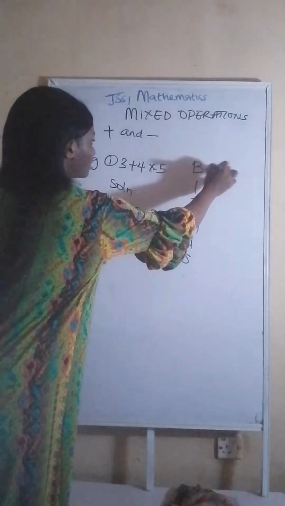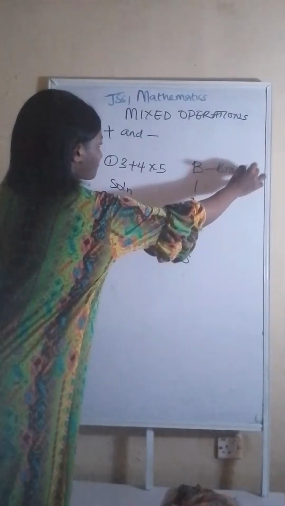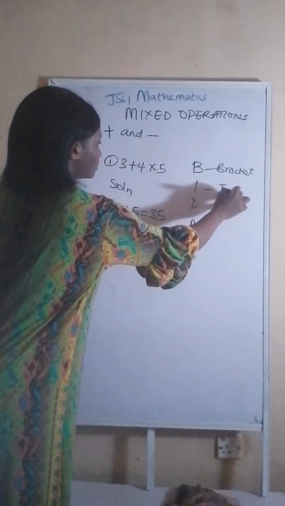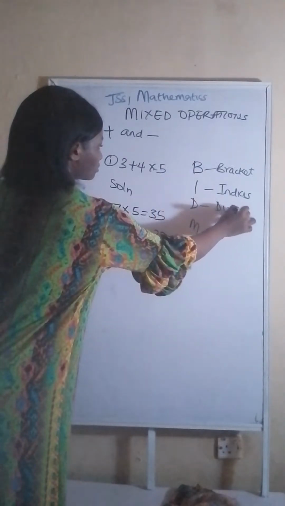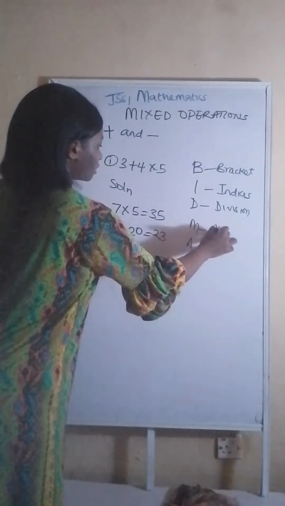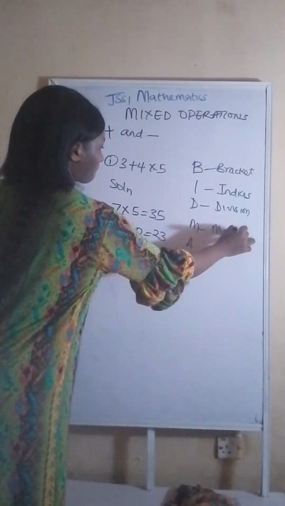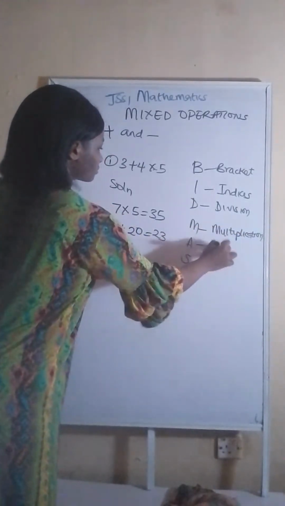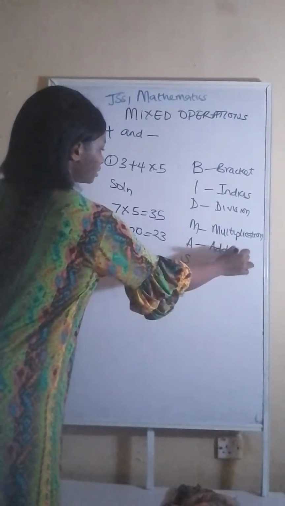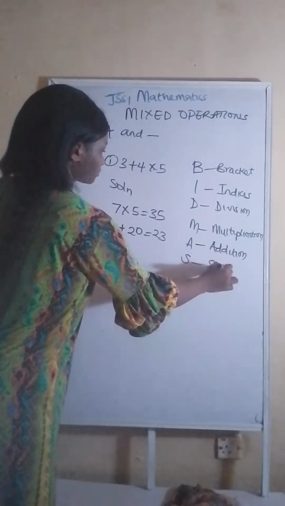This is the brackets, the indices, the division, the multiplication, addition, and our subtraction.